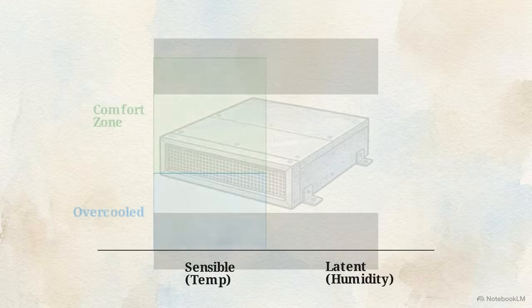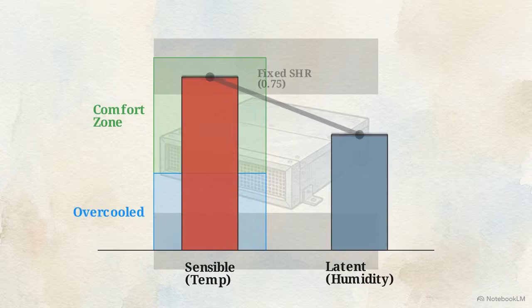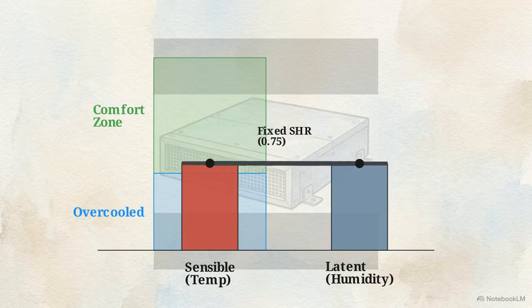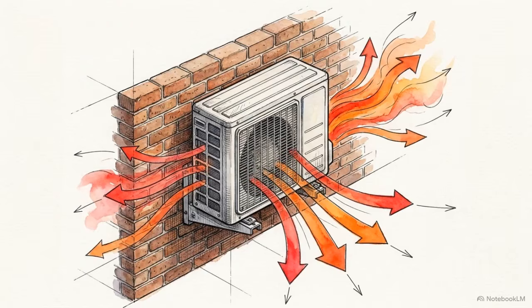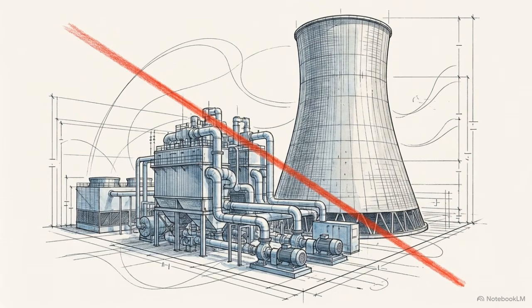This fixed capacity creates a primary engineering challenge: the sudden inability to independently manage latent heat, or humidity, in the zone without overcooling the air. It also creates a secondary challenge: efficiently sourcing and sinking heat from a localized, decentralized node when you no longer have a central boiler or cooling tower to rely on.